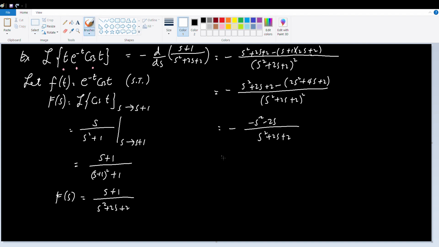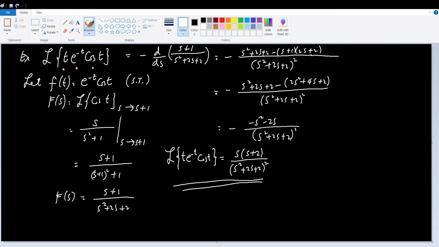And then we can factor the negative sign. Combined with the negative sign, it will be positive. And then we factor s. So that will be s times s plus 2 over s squared plus 2s plus 2 squared. Okay, so that is the Laplace transform of t e to the negative t cosine of t. So we applied two theorems here, the t multiply transform and the shifting theorem.